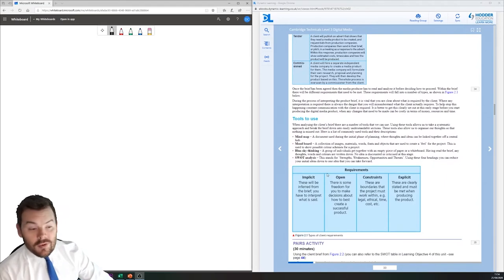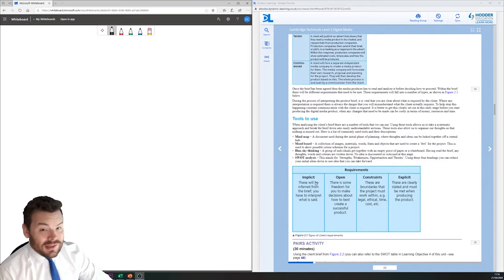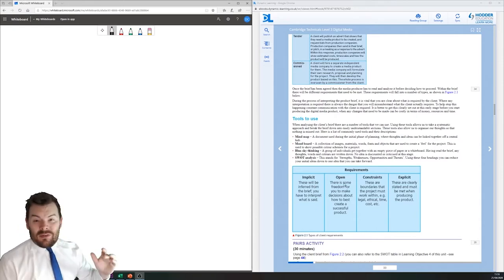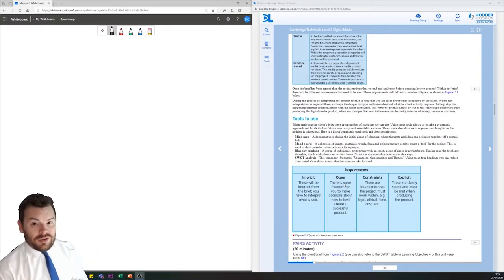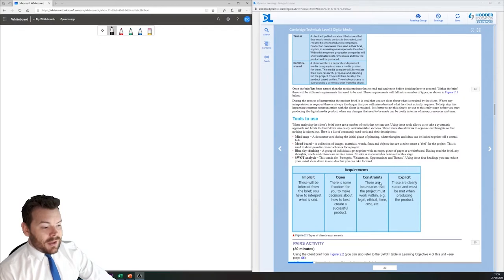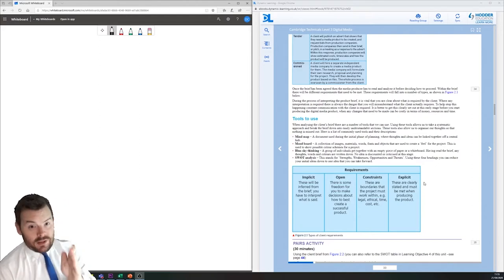When we're looking at client requirements, there are 4 different things that we need to think about. Which requirements are implicit? They're not really said in the brief, but we can infer that that's what they want. They're open. That means we have complete freedom to do whatever we want, as long as we can justify it. There might be constraints. There might be certain things that we can or can't include, depending on an outside agency. You've got the legal and ethical issues here about our products. Or explicit. Explicit is where the client has said, it must have this. There are no ifs or buts on that one. You must make sure that's on there.